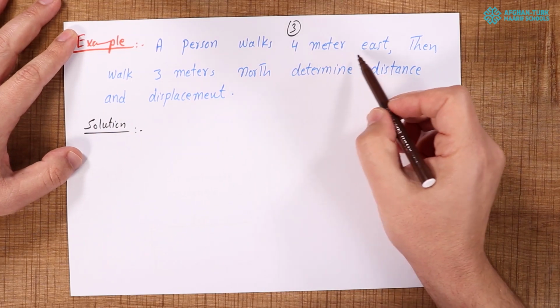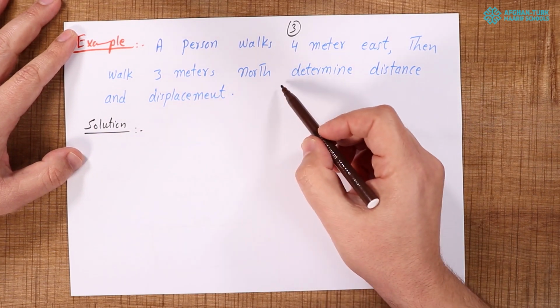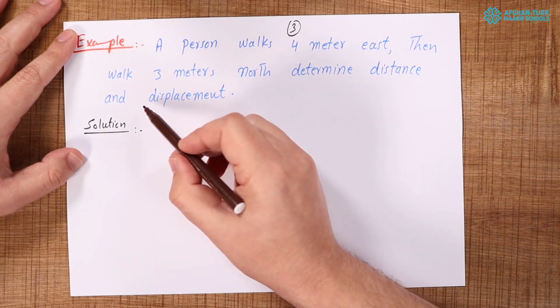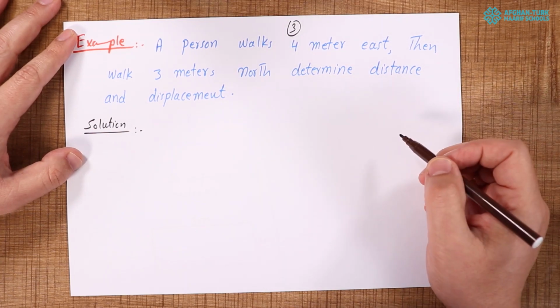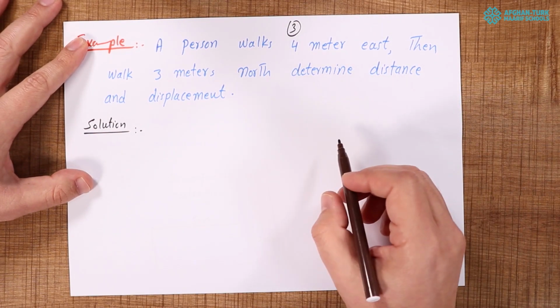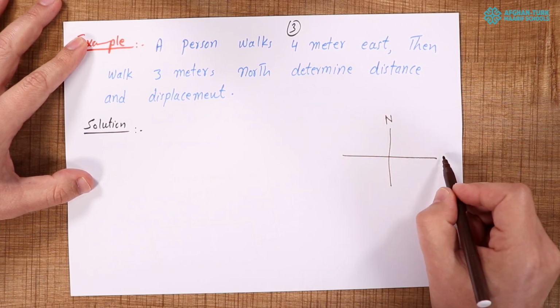A person walks 4 meters east, then walks 3 meters north. Determine the distance and displacement. Again, here the east and north directions are given, so for simplicity, again we will draw the directions.